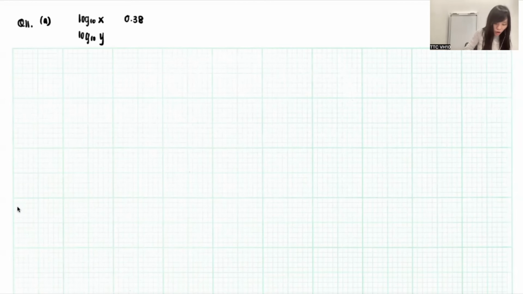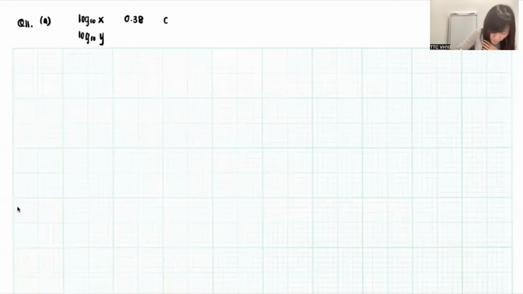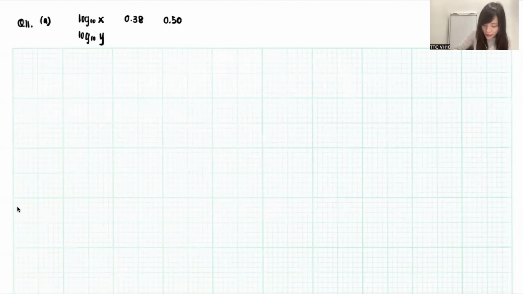So next one, log 10 of 3.16. I'm getting 0.50, 0.4996 is 0.50 lah, okay? Next one, log 10 of 3.98. I'm getting 0.60. You must write the 0. You cannot just write 0.6, okay? They won't give you full marks for that. So next one, log 10 of 6.31.